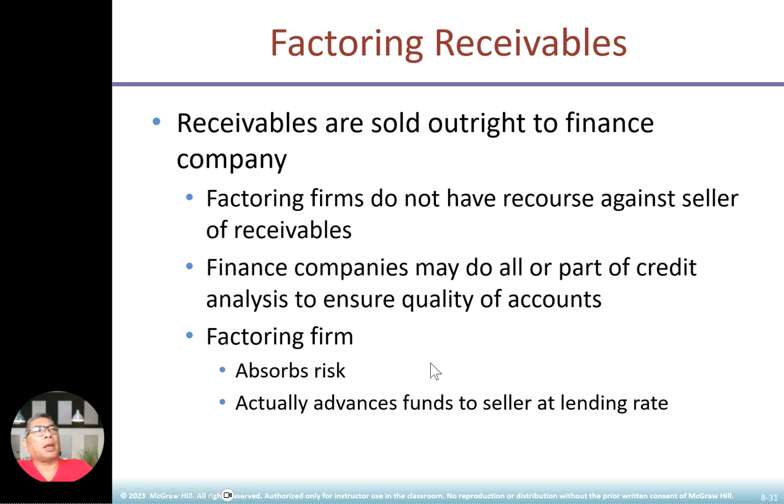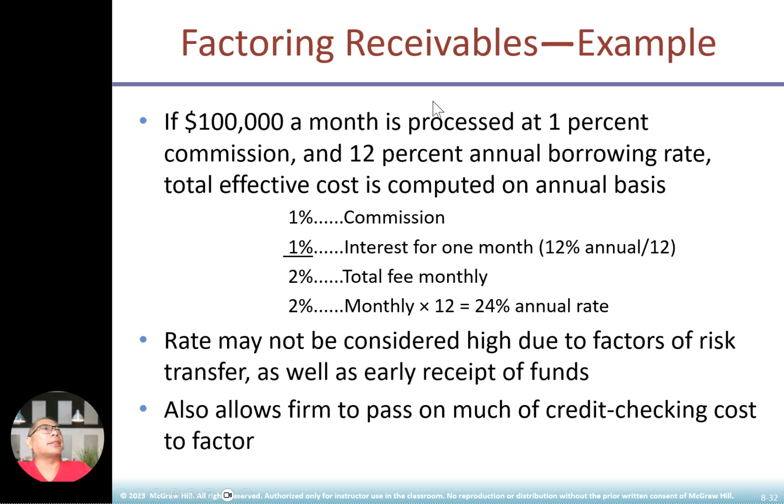Okay, the factoring firm absorbs the risk and advances funds to the seller at a lending rate. Example here: $100,000 processed, 1% commission, 12% annual borrowing rate. Effective rate: 1% commission plus 1% interest for 1 month, which is a 2% total fee monthly, which is a 24% annual rate. The rate may not be considered high, due to the factor transfer as well as early receipt of funds, and it allows the firm to pass on much of the credit risk cost to the factoring firm.